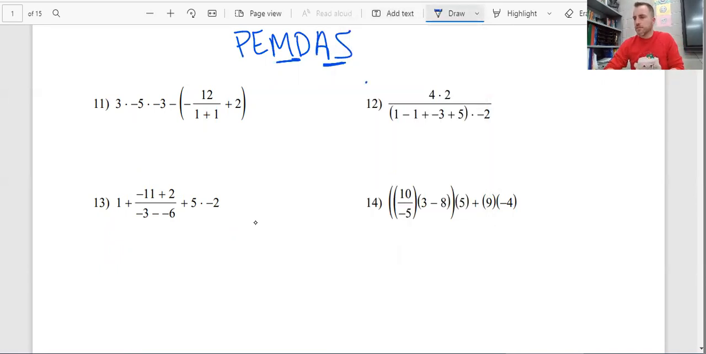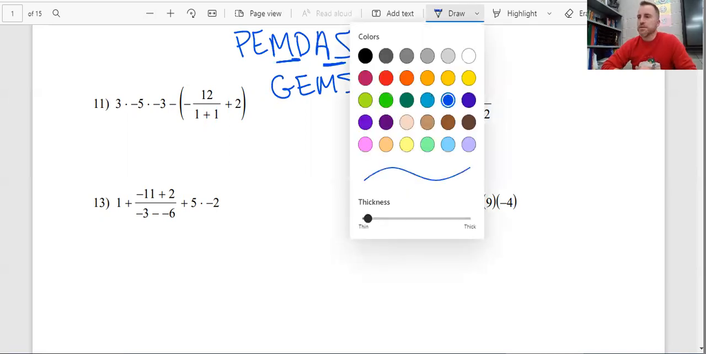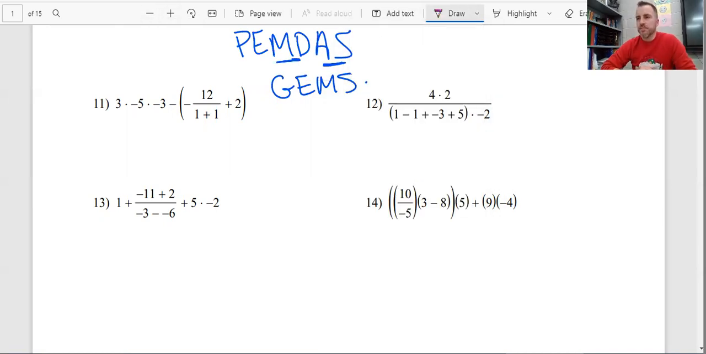The other version, GEMS, you've got grouping symbols, exponents, multiplying, which goes with dividing, and subtracting, which goes with adding. So instead of seeing both of these letters, you only see one of them, which is helpful in understanding that multiply doesn't come before divide unless it comes first in the equation. They're the same, they have the same priority.